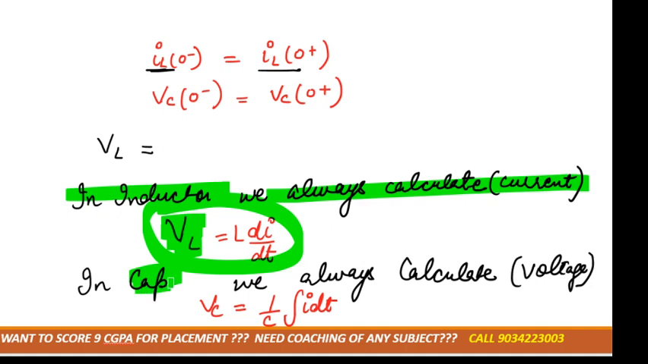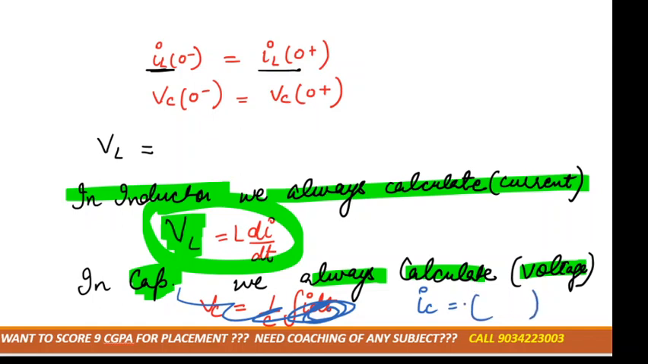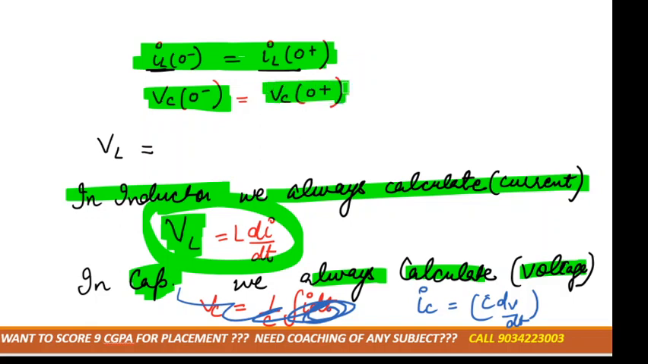Okay, but in a capacitor we always calculate voltage, but they ask for current. So IC is equal to, what would be the formula? You can calculate the current across the capacitor by using the formula only. Okay, that is C dv by dt. Simple, clear? And the current across the inductor would be the same at every time, and the voltage across the capacitor would be the same, Vc0 minus equal to Vc0 plus.